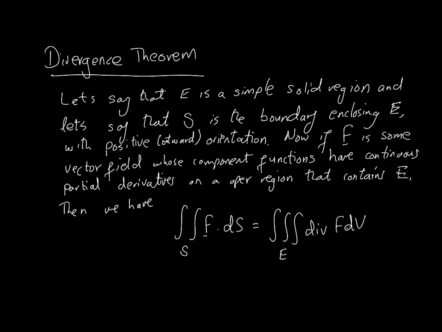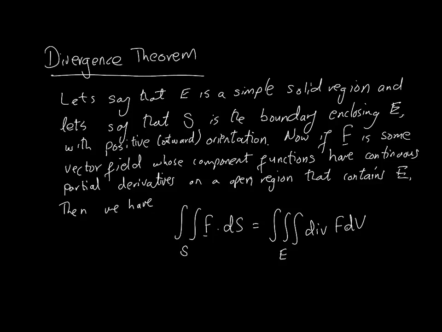So in this video, we're going to look at the divergence theorem. Let's say that E is a simple solid region, and let's say that S is the boundary enclosing E with positive outward orientation. Now, if F is some vector field whose component functions have continuous partial derivatives on an open region that contains E itself, then we say that the surface integral of the vector field F dot dS is equal to the triple integral. So basically, the divergence theorem connects the surface integral to a triple integral.